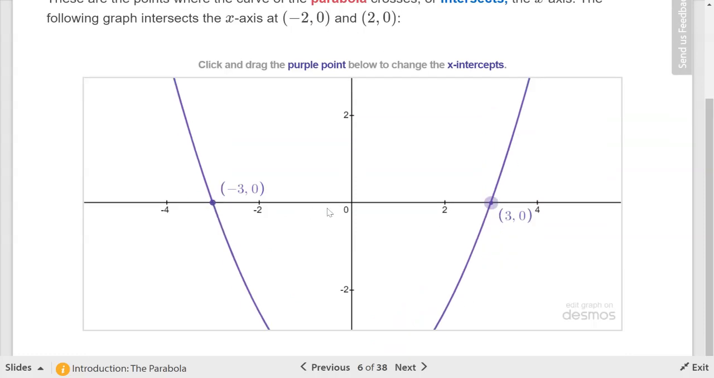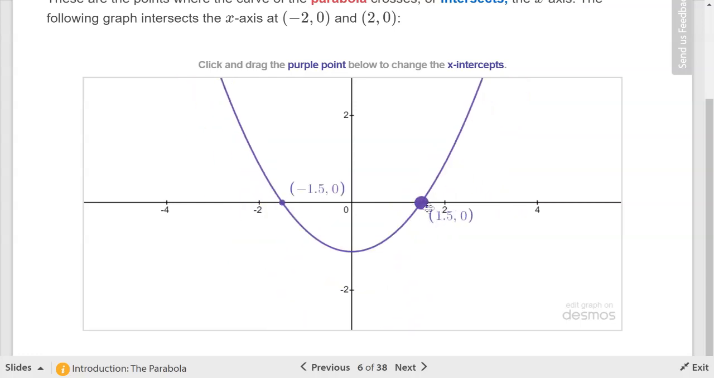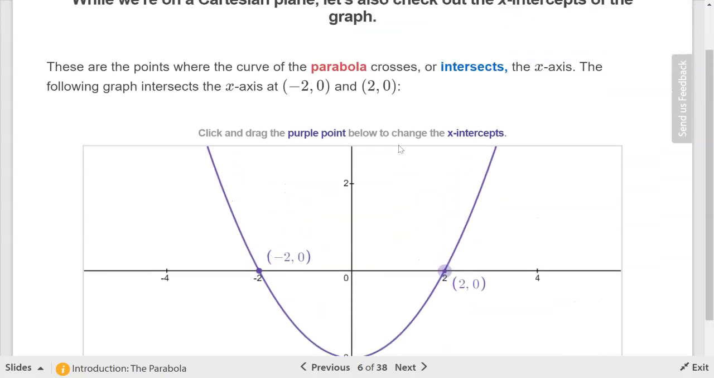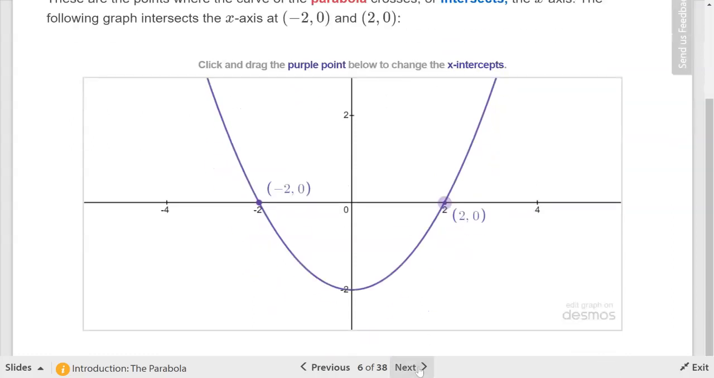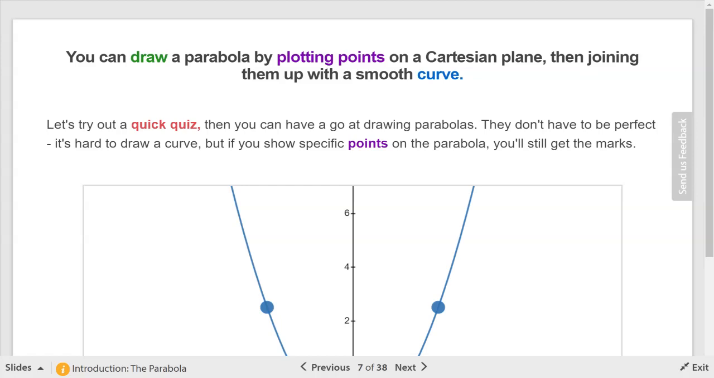The distance from the center to the first x-intercept is -3, and to the second one on the right-hand side is 3. And as I bring it in, you can see those numbers stay the same. -1, 1, -1.5, 1.5, -2, 2. Because there's some kind of symmetry involved in parabolas. You can draw a line through the center which would show that. You can draw a parabola by plotting points on a Cartesian plane and then joining them up with a smooth curve.